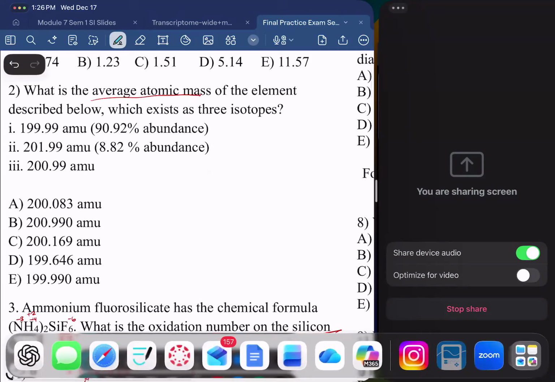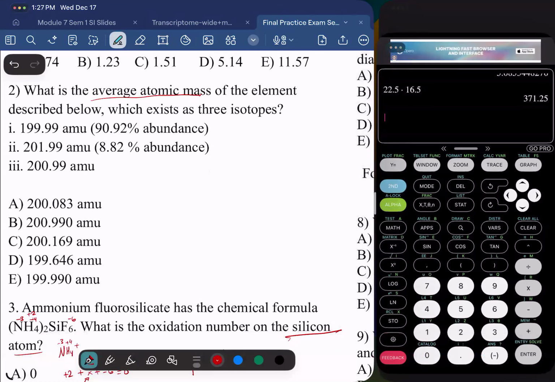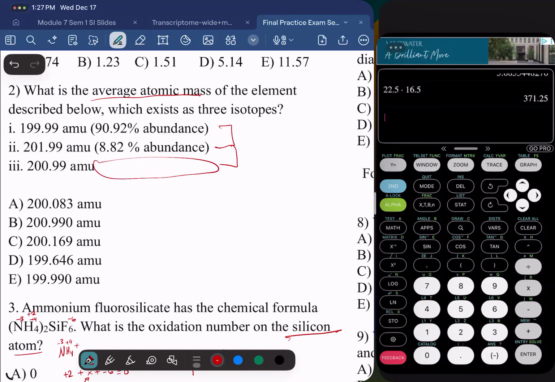So I'm also going to pull up the calculator. This is a good app. It's called Calculate 84. It basically works as a graphing calculator, and it's good because I can show you guys how I would go about these questions. So what I see here is there are three isotopes, and we don't know the percentage of this one, and we're asked to find the atomic mass.